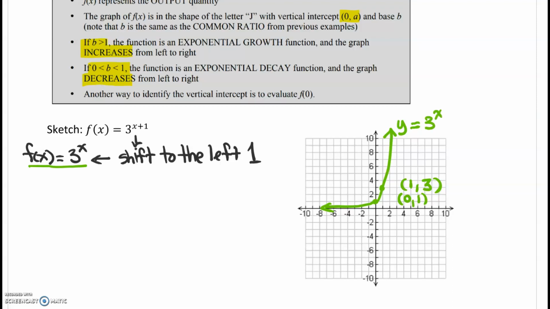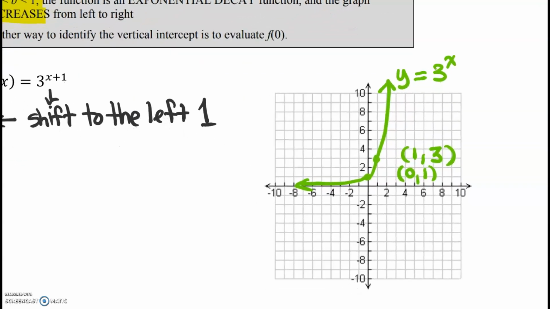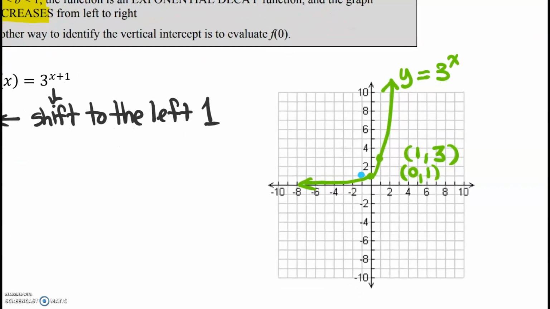Okay, so the function we want to graph is y equals 3 to the x plus 1. If we just take this green function and shift it to the left 1 unit, that's going to be the function that we want. So we take the point 0, 1 and shift it left 1 unit, take our point 1, 3 and shift it left 1 unit, and then connect our dots using that same form. Then we've got a sketch of y equals 3 to the x plus 1.